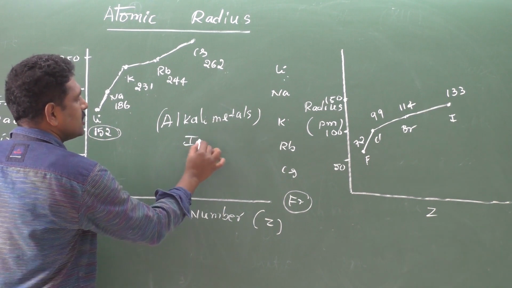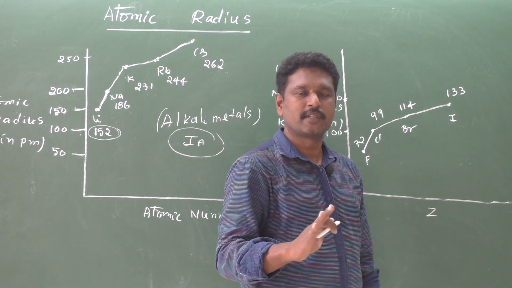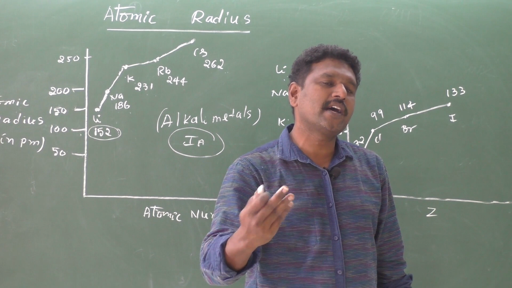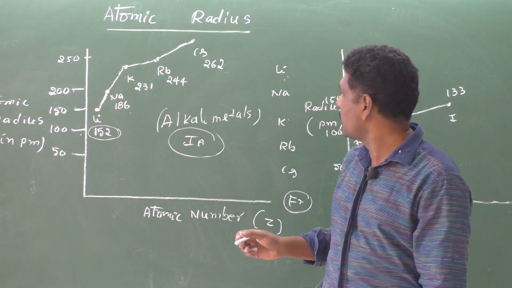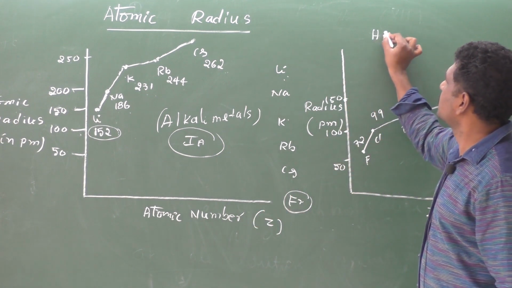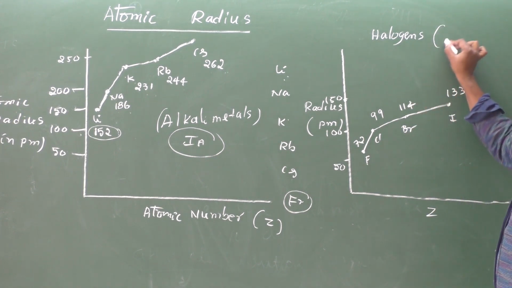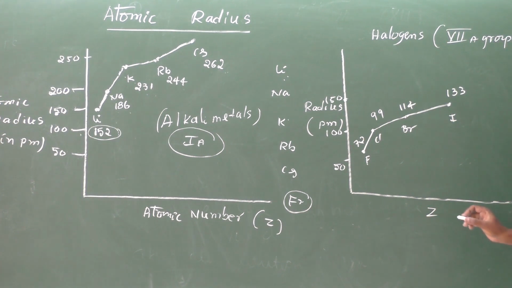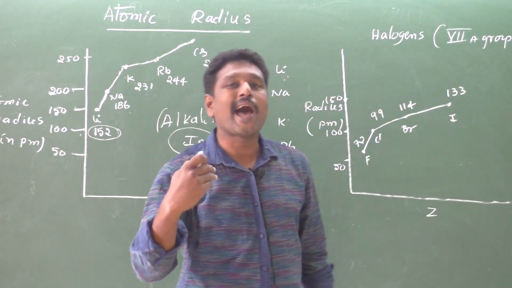So will the same thing repeat in other groups or not? If it is repeated in this group, it may also be repeated in other groups. So one more group we will observe. The group is 7th A group, halogens. Halogens are also called 7th A group elements. The 7th A group elements are fluorine, chlorine, bromine, iodine, astatine.